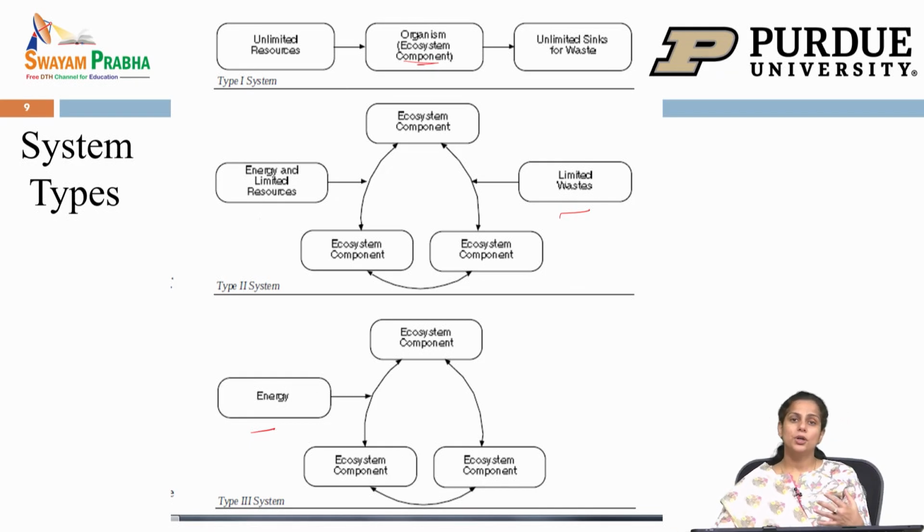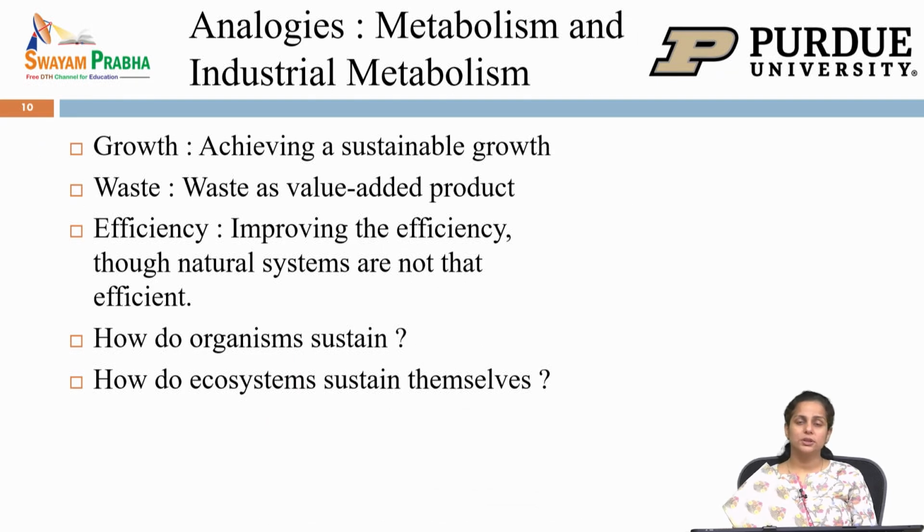Now that we know our goal is to move towards system 3, what do we learn from ecosystems to move towards that design? We look into the analogies that we can draw from ecological systems to design our industrial systems. The first analogy is metabolism and industrial metabolism.